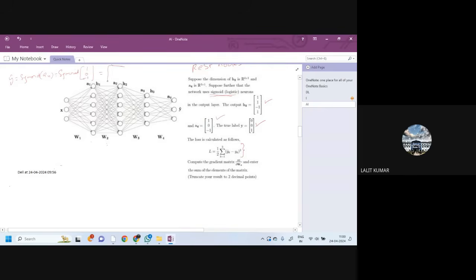This will come 0.5. This will become 0.73. This will become 0.27. So this is y hat. Now we know that we have to calculate dl by dw. dl by dw is dl by da4 into da4 by dw.